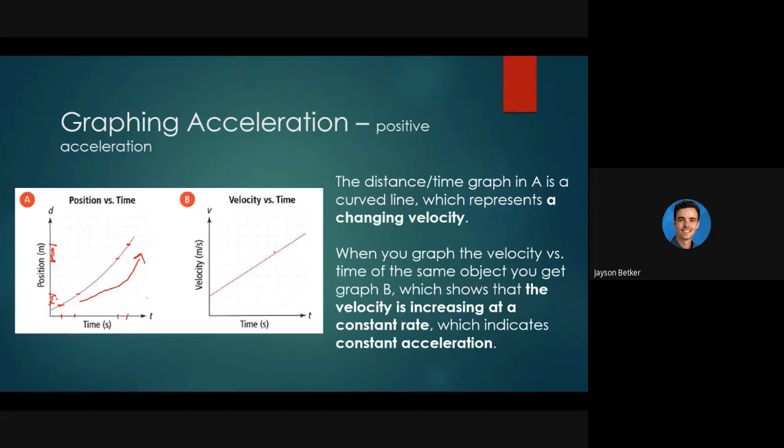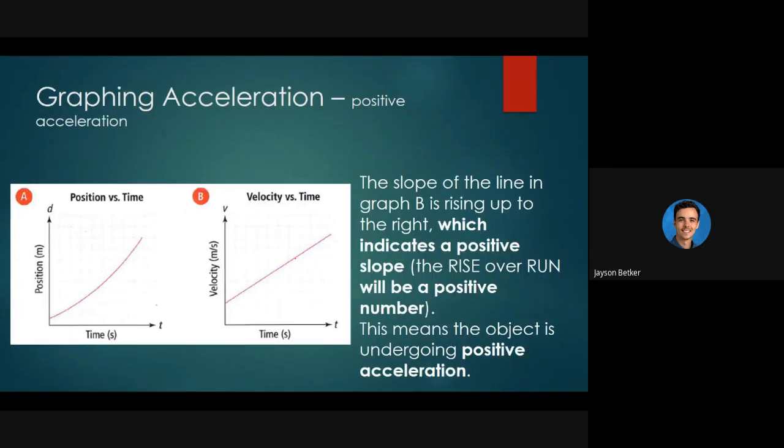We're not having an acceleration of 1 meter per second squared, then 2 meters per second squared, then 3 meters per second squared. The acceleration itself is actually constant, staying the same. So the slope of the line in graph B is rising up to the right, which indicates a positive slope, meaning that the rise over run will be a positive number, and that means the object is undergoing a positive acceleration, which in other words just means that it's getting faster.